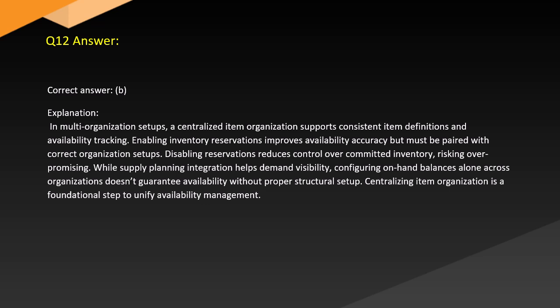Disabling reservations reduces control over committed inventory, risking overpromising, while supply planning integration helps demand visibility. Configuring balances alone across organizations doesn't guarantee availability without proper structural setup. Centralizing item organization is the foundational step to unify availability management.